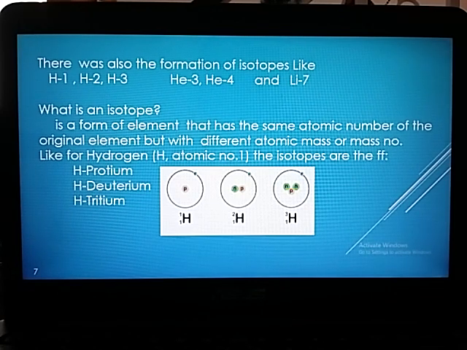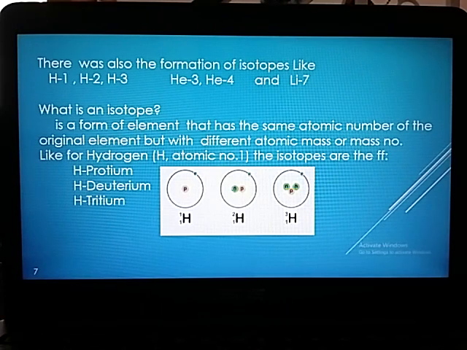So, ano bang ibig sabihin ng mga 3, 4, 7, 1, 2? Ito yung mga atomic mass. So, what is an isotope? An isotope is a form of element that has the same atomic number as the original element but with different atomic mass or mass number. Like for hydrogen nga, the atomic number is 1. The isotopes are the following.